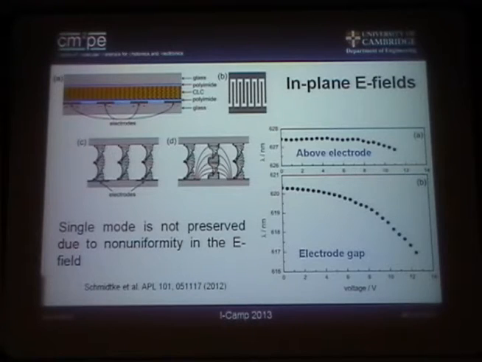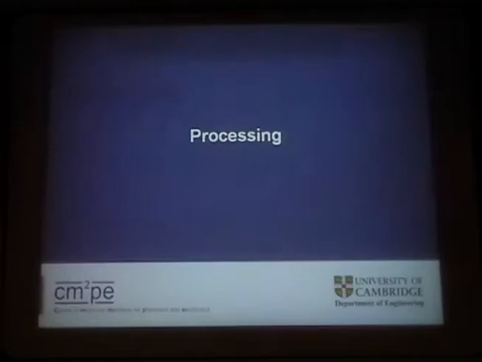So you shift the band edge, and then consequently you're shifting the laser wavelength. Here's a small shift here. Jürgen Schmidtke has done it with in-plane fields. The problem with the in-plane field approach is that the emission spectrum is quite noisy because the non-uniform field means that you don't preserve a nice single mode. What he did find was that the tuning range was quite different if you looked above the electrode itself or in between the gap. And the other thing that was quite important was you get a very nice continuous change. So it's not in discrete jumps, it's a continuous tuning mechanism.